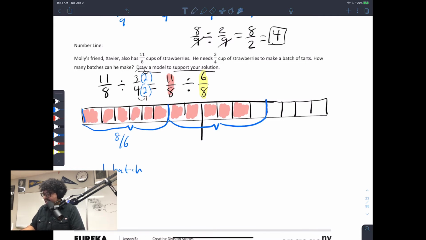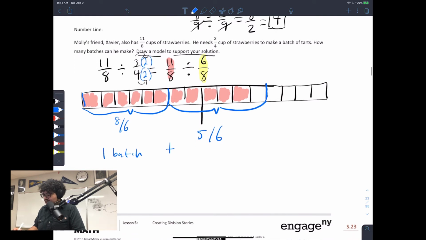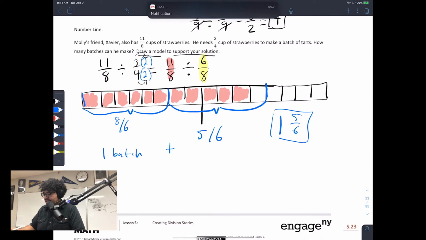Notice that I am missing 1 here to make a complete batch. I was only able to shade 1, 2, 3, 4, and 5 out of the 6 that I needed. So I can say that I was only able to do 5 out of the 6. So then there is my answer. 1 batch plus 5/6. So my answer is 1 and 5/6. Okay.